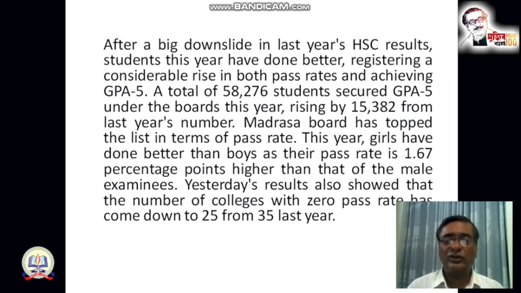Yesterday's results also showed that the number of colleges with zero pass rate has come down to 25 from 35 last year. Last year, there were 35 institutions where no student passed, and this year the number has declined to 25. That means over here the declining trend is also positive, because from 25 institutions no student has passed, and last year the number was 35. So over here we also see a positive trend in the results of HSC.